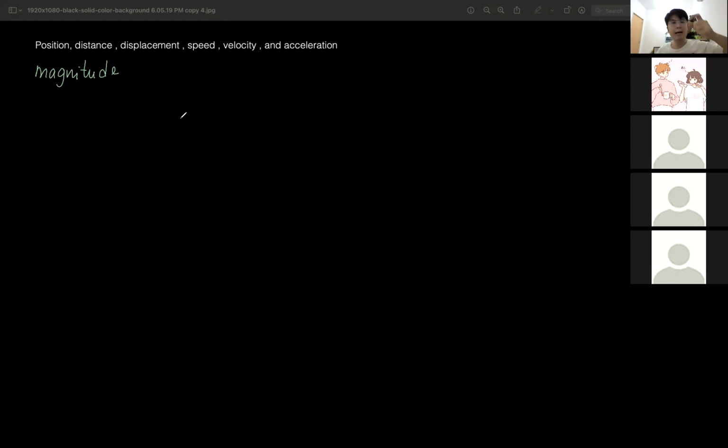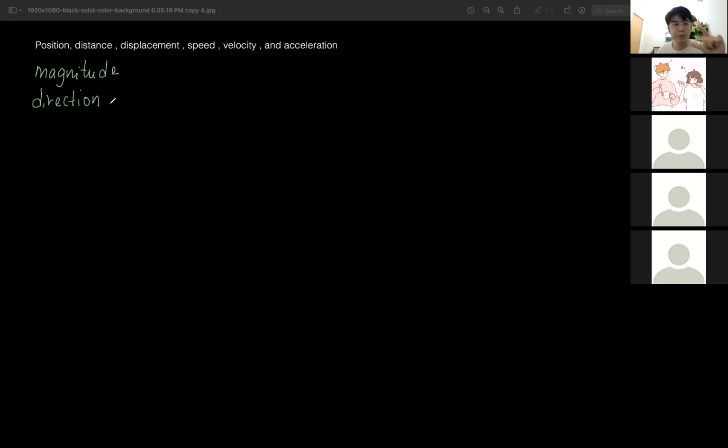And then also I give you a direction. Okay, so magnitude and direction, both are included. What is the direction? South of KK Airport. So with this statement, you know my current position.